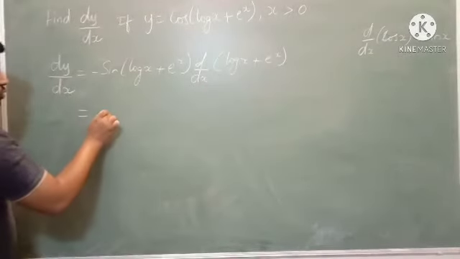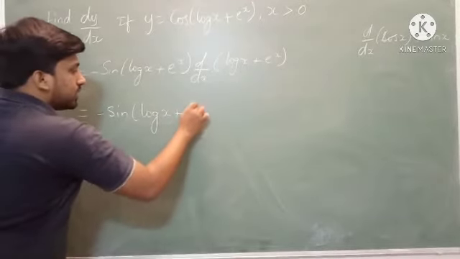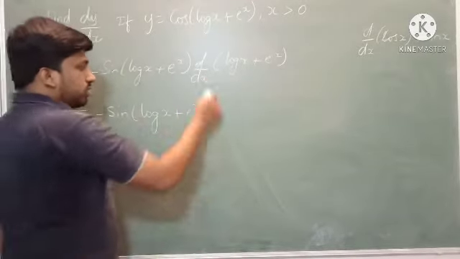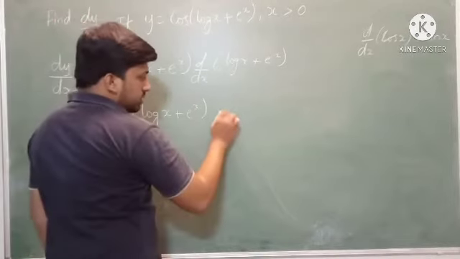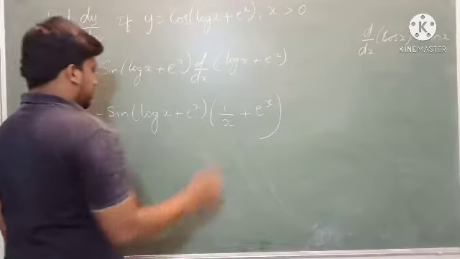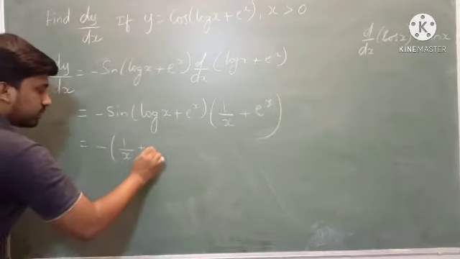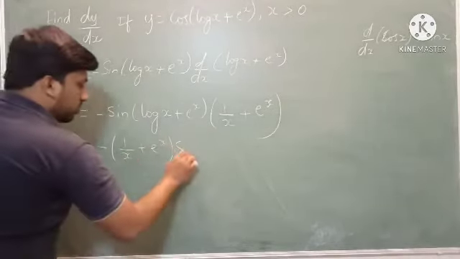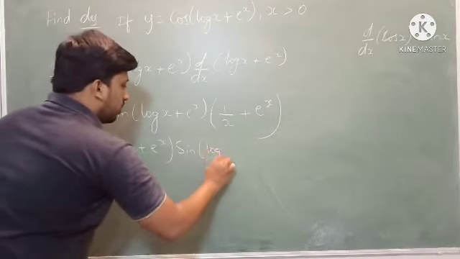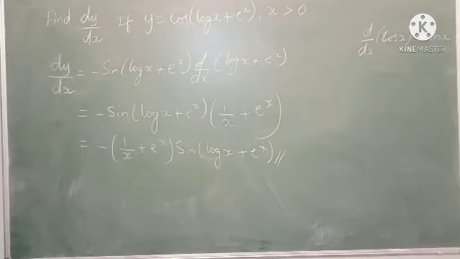So what is it going to become? It's going to become minus sin of log x plus e to the power of x into the derivative of log x. What is the derivative of log x? It is 1 by x plus the derivative of e to the power of x, it is e to the power of x. Right? So we can arrange it in a proper way: minus 1 by x plus e to the power of x into sin of log x plus e to the power of x. So this is the answer. When we differentiate this, we will be getting this. This is for 2 marks. They have asked in the model paper 1.